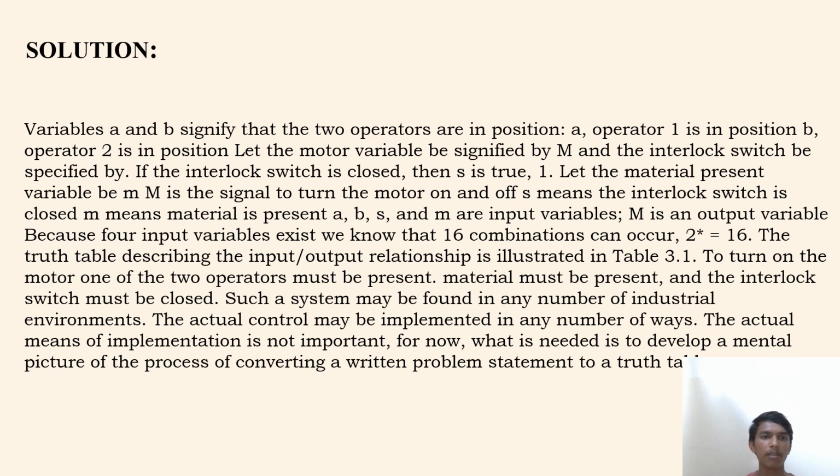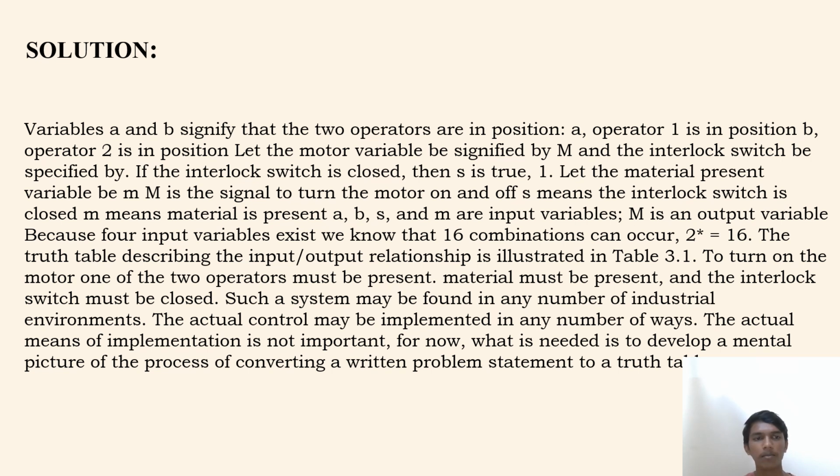Solution. Variables A and B identify that the two operators: operator 1 is in position A and operator 2 is in position B. Let the motor variable be signified by M and the interlock switch be specified by S. If the interlock switch is closed, then S is true.